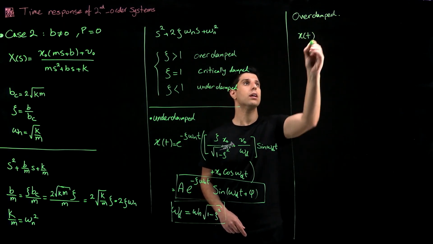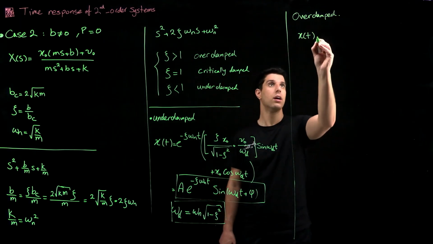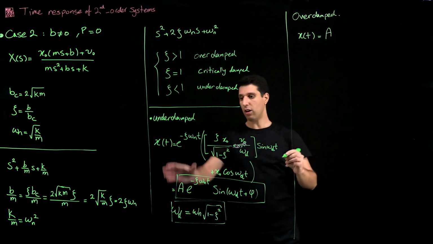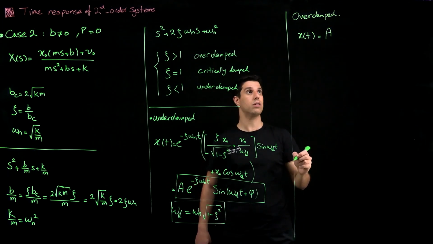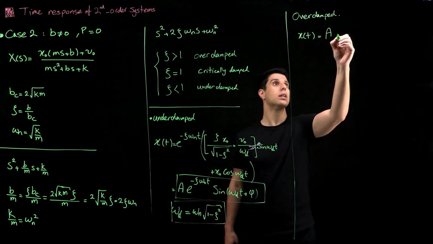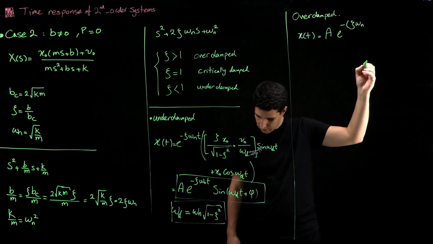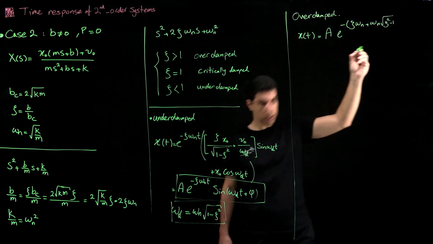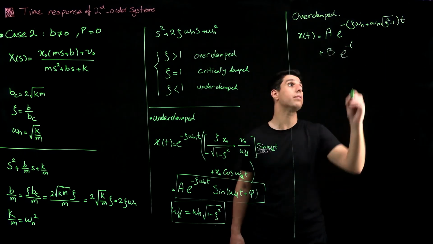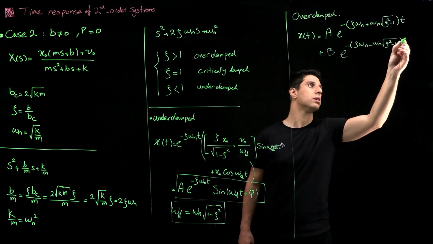X of t is going to be a very large coefficient that I'm not even bothering to write down, e to the minus z omega n plus omega n square root of z squared minus 1 over t, plus another coefficient, e to the minus all the same thing, z omega n now minus omega n square root of z squared minus 1 t.